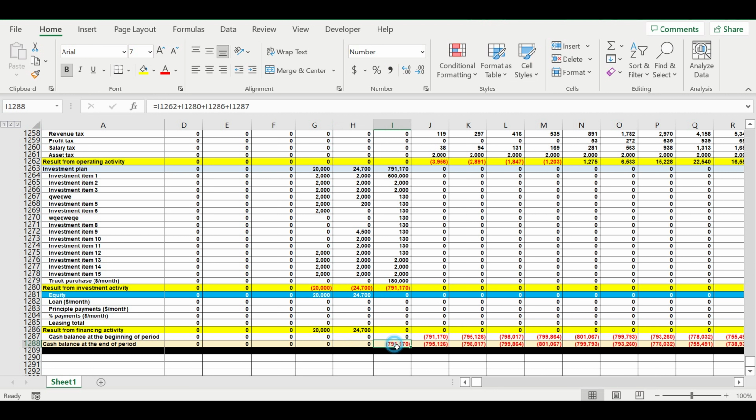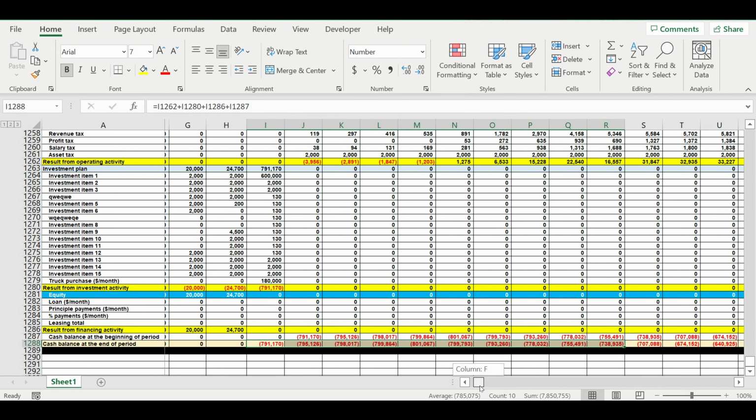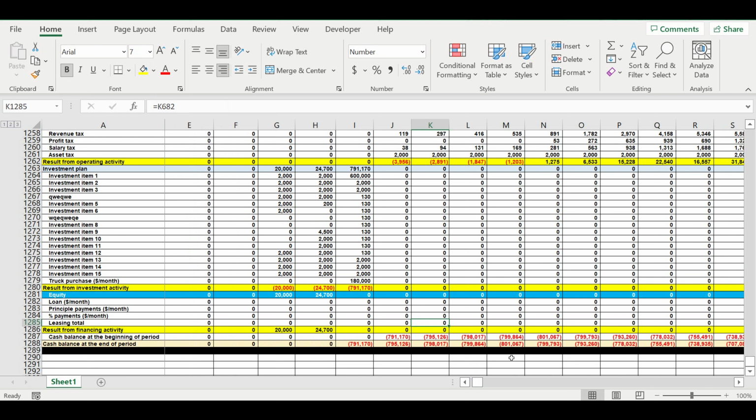If we see a long period of losses, this is called, by the way, a cash gap. Cash gap means that we don't have enough money to finance our business idea. So for example, we will set up here 800,000. Here we need this amount.